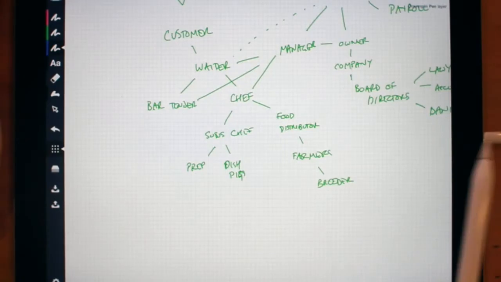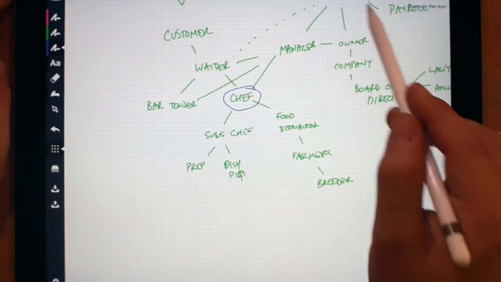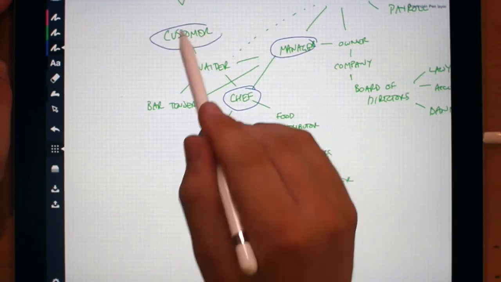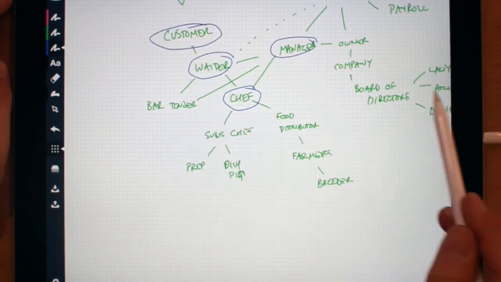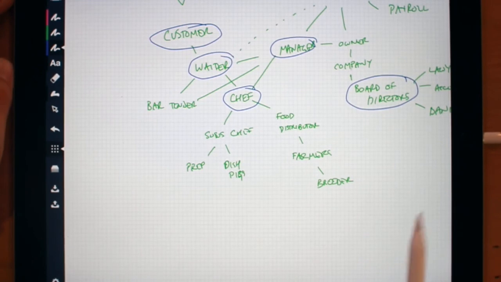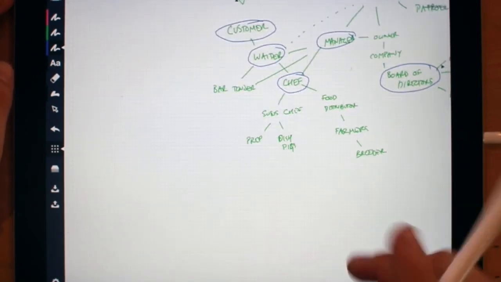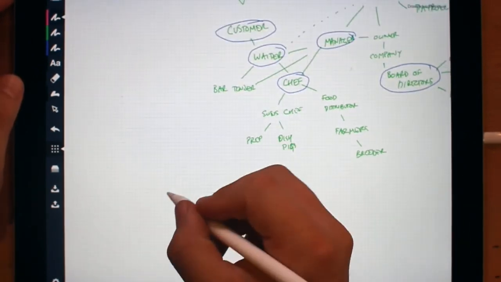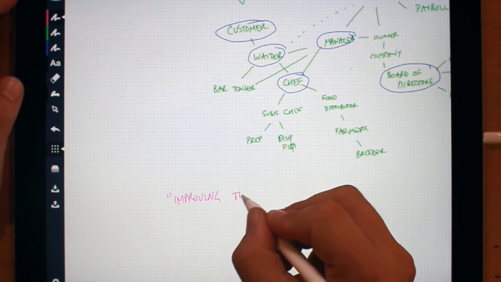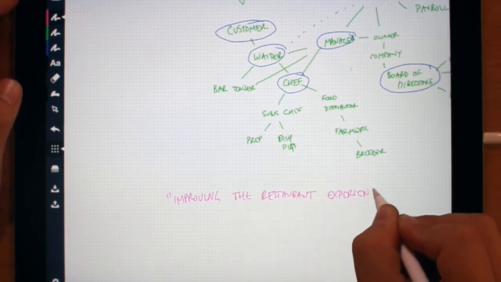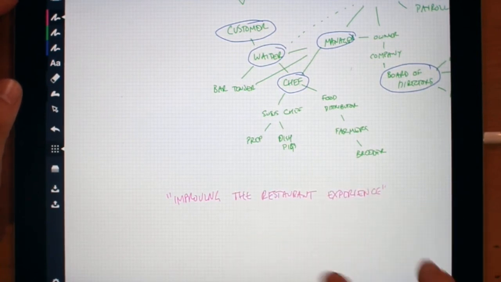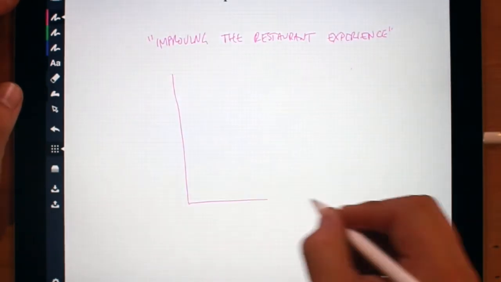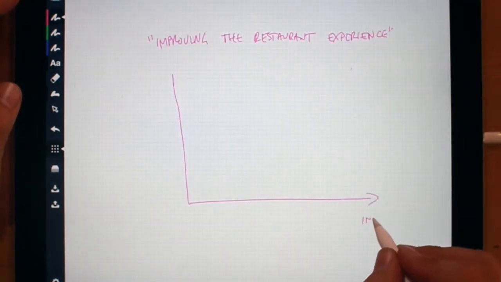You could pick a few of these people, so maybe you might want to pick the chef, the manager, the customer, the waiter, the board of directors, maybe, and then pick up a question like, look at the question, improving the restaurant experience. So if we're looking at that as a problem, you might do an interest and influence map.